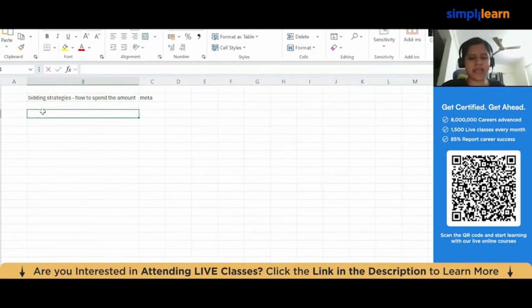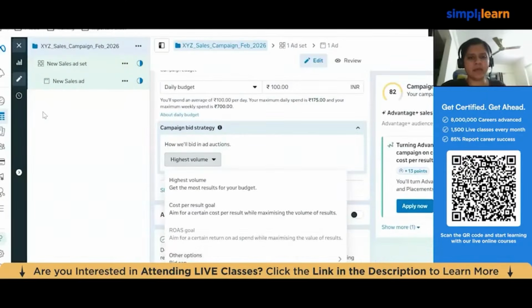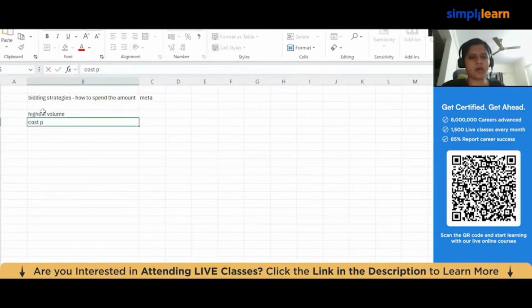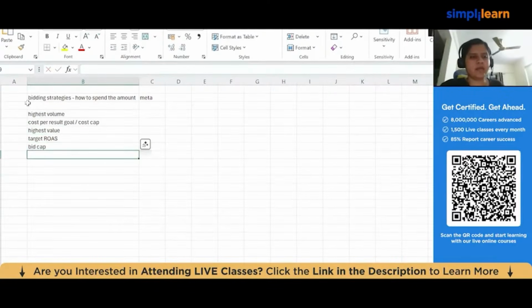Now, what are the bidding strategies that we have? Highest volume. Then we have cost per result goal. We also call this cost cap. Then we have highest value. We have target ROAS. We have bid cap. Okay, so this is bidding strategy.